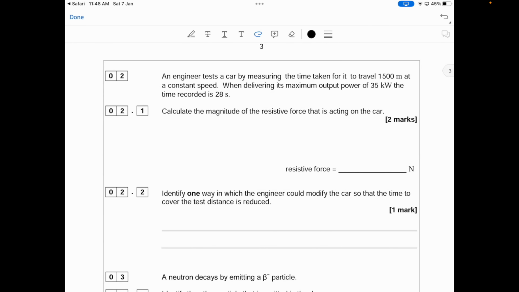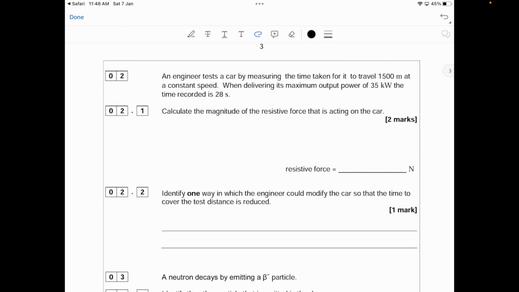Question 2 states that an engineer tests a car by measuring the time taken for it to travel 1,500 meters at a constant speed. When delivering its maximum output power of 35 kilowatts, the time recorded is 28 seconds. Question 2.1 is asking us to calculate the magnitude of the resistive force that is acting on the car.